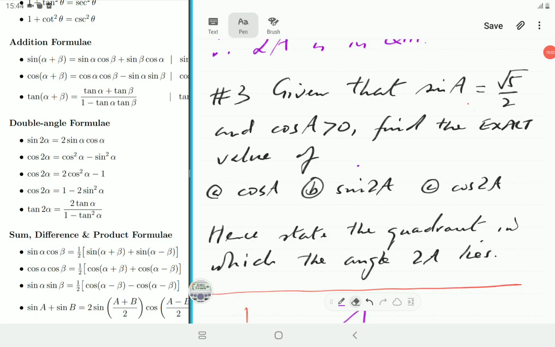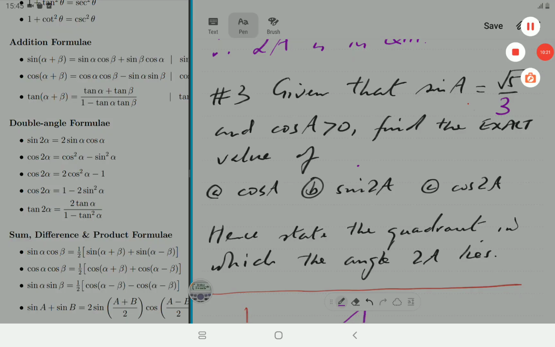Okay, just a small correction on this question. This denominator is supposed to be 3. Yeah, so please have a go at that. And yeah, then you can compare with our answer.